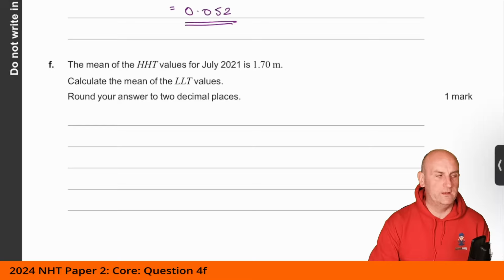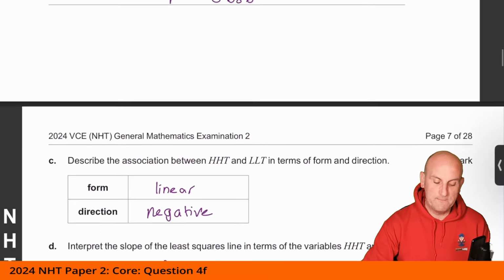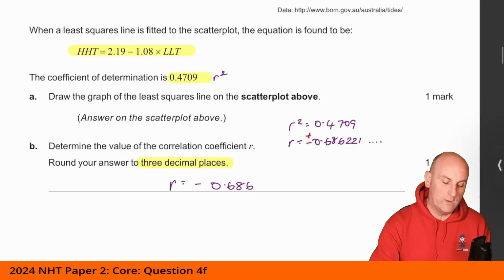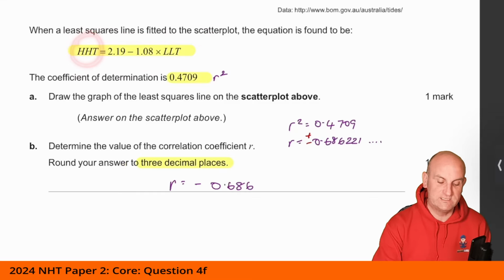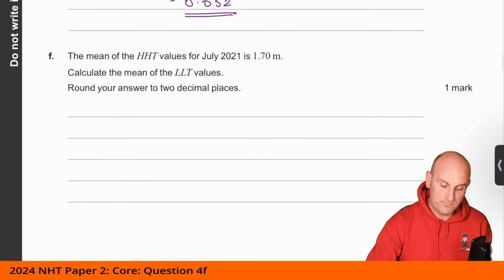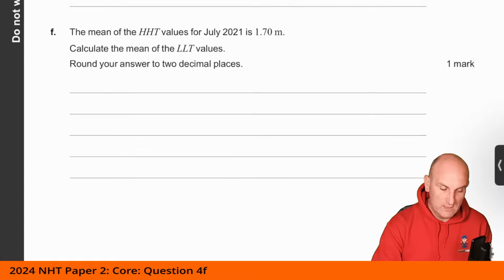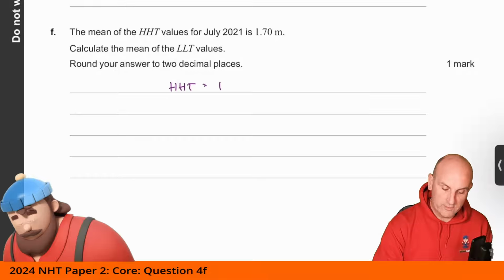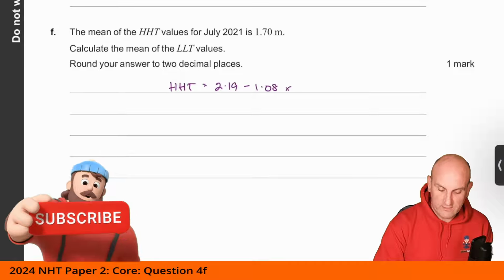Now, again, I looked at this and went, huh? But again, it is just a trick. It doesn't matter whether it's a mean value or an actual value or one specific value. This formula holds true. The mean HHT is given by 2.19 minus 1.08 times the mean LLT. Because we know that HHT is equal to 2.19 minus 1.08 times LLT.